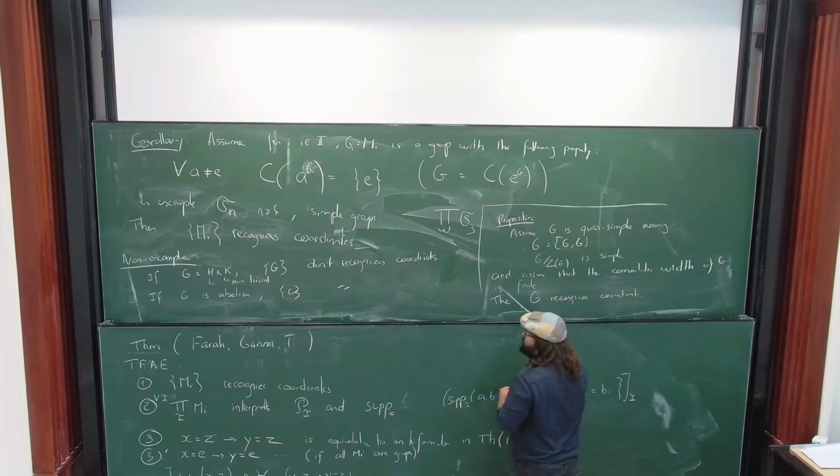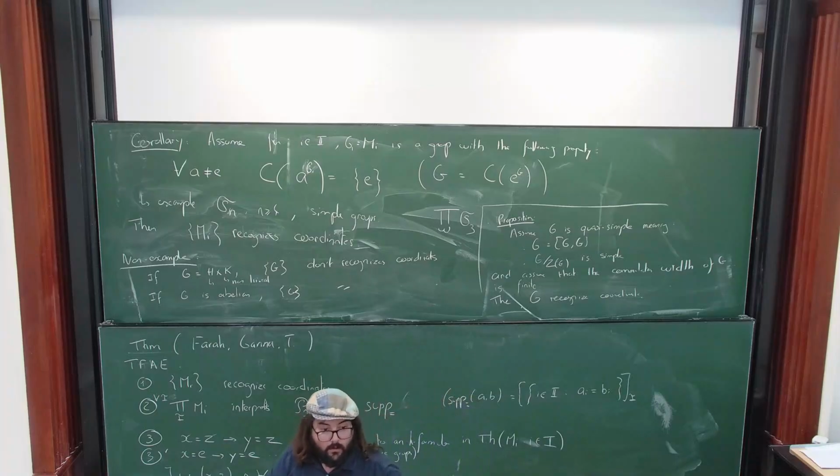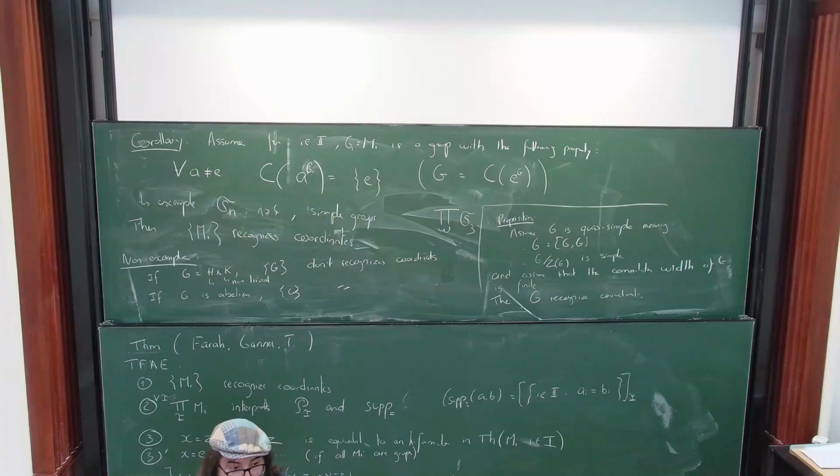Sorry, isn't every element a commutator, since G equals the commutator subgroup of G? Yes, G is equal to the commutator of G, which means every element is a product of commutators, an arbitrary product of commutators. And a commutator with bounded, finite.